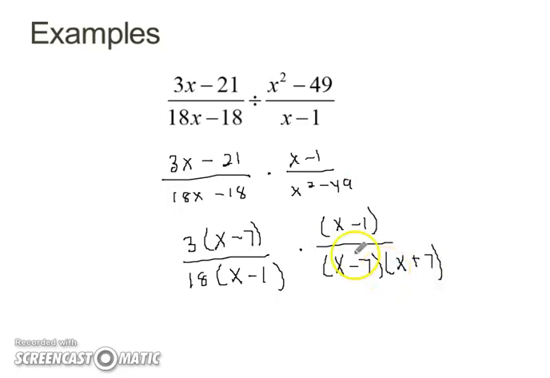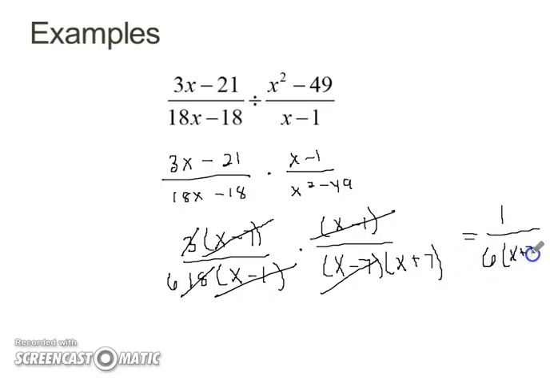And now you can cross off what's in common. So x minus 1 with x minus 1. X minus 7 with x minus 7. And then this 3 with this 18, you're left with a 6. So everything in our numerator canceled out. We're left with a 1. In our denominator, we have a 6 times x plus 7. So 6 and then x plus 7 is our simplified answer.